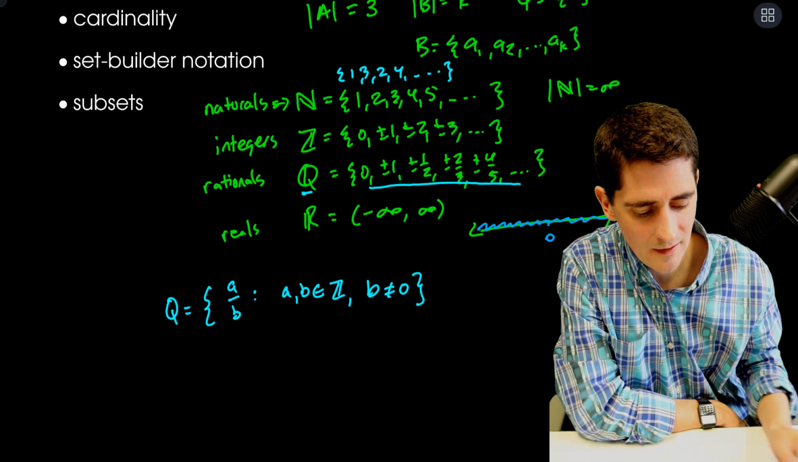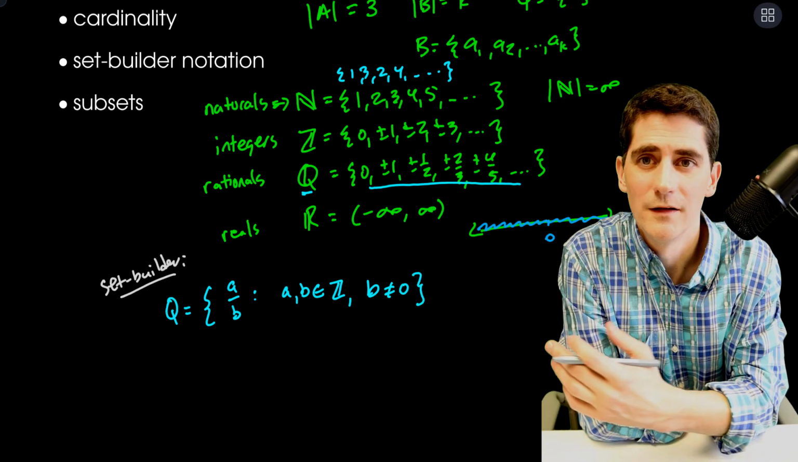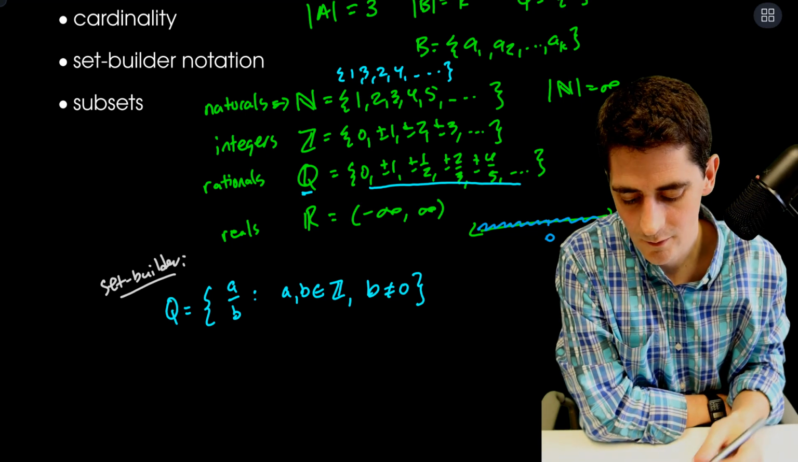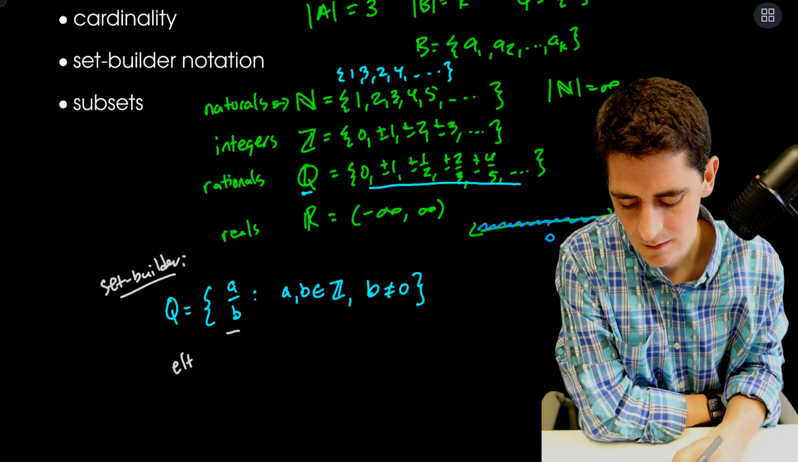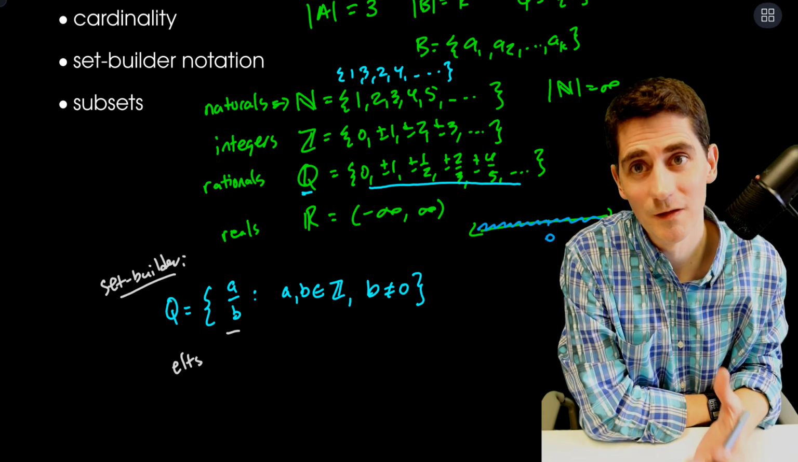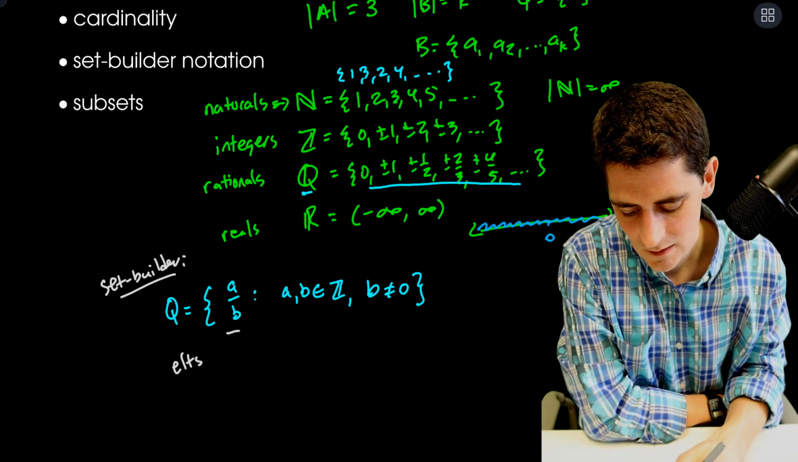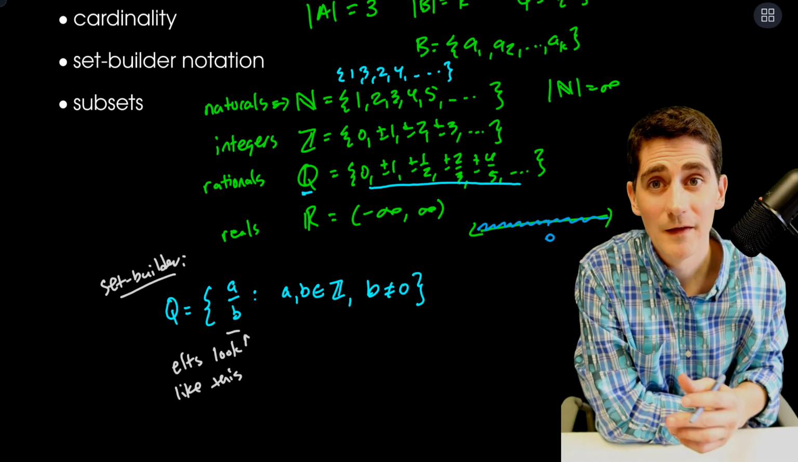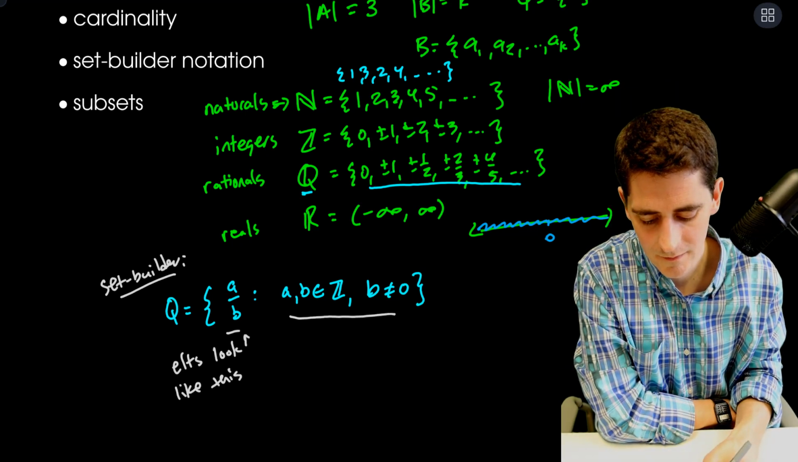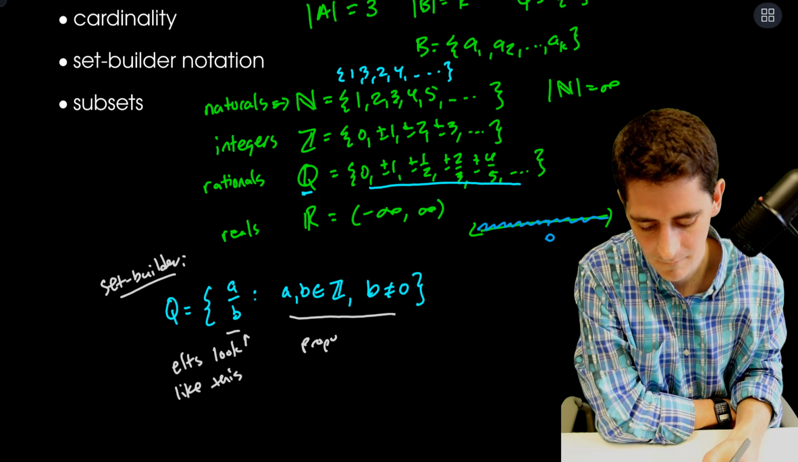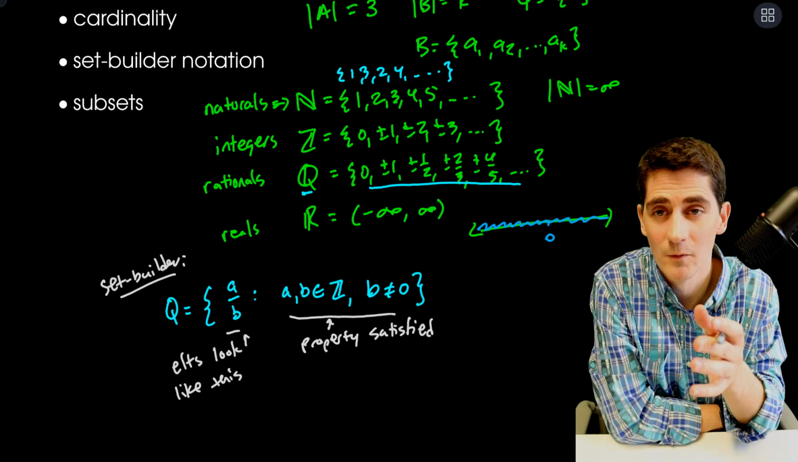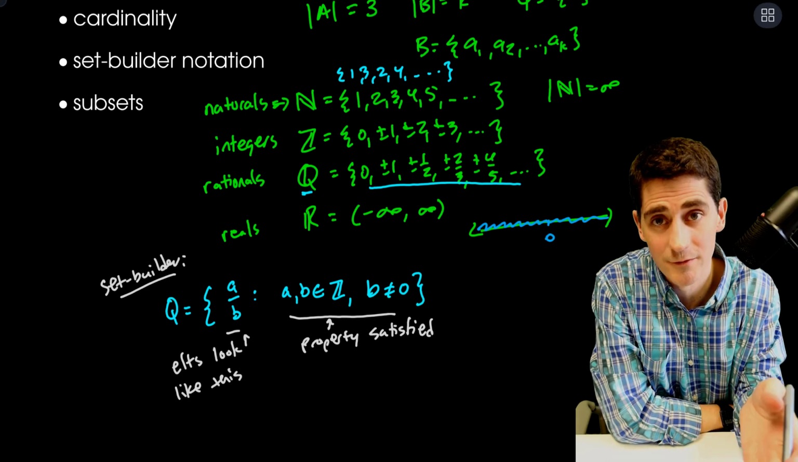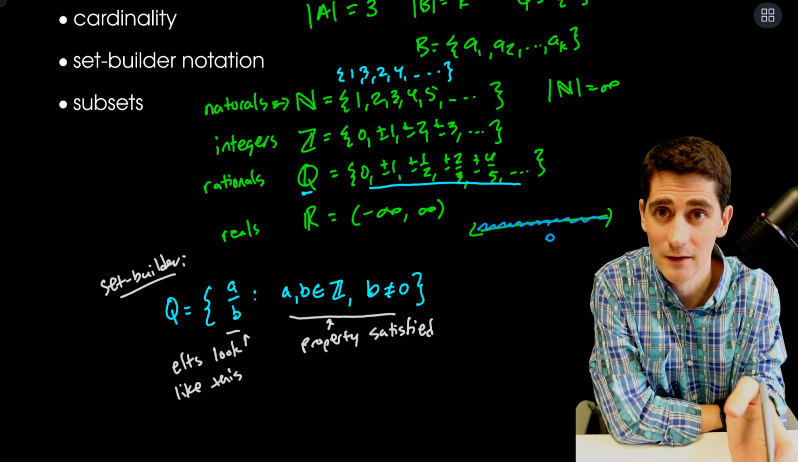Okay, I'm going to kind of unpackage what we wrote here for a second. In set builder notation, the way you want to read this is the elements in the set look like this. If I write ELTS, that means elements. The elements look like this, and then they satisfy a certain property. This is the property that they satisfy. So in other words, our elements look like A over B, but they have to satisfy that A and B are integers and B is not equal to 0.